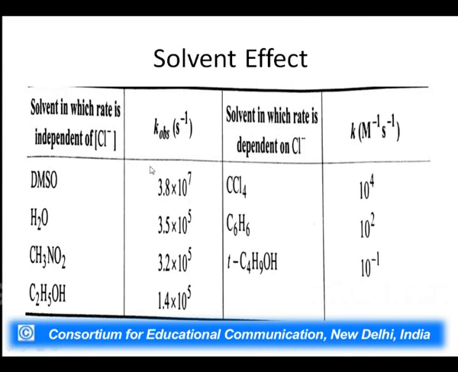So, solvents in which the rate is dependent upon chloride are CCl4, methanol, C4H9OH, that is, these solvents which do not coordinate to the metal ion in the complex. The rate depends upon the concentration of chloride ion also. So, it depends upon the molar concentration of chloride ions.